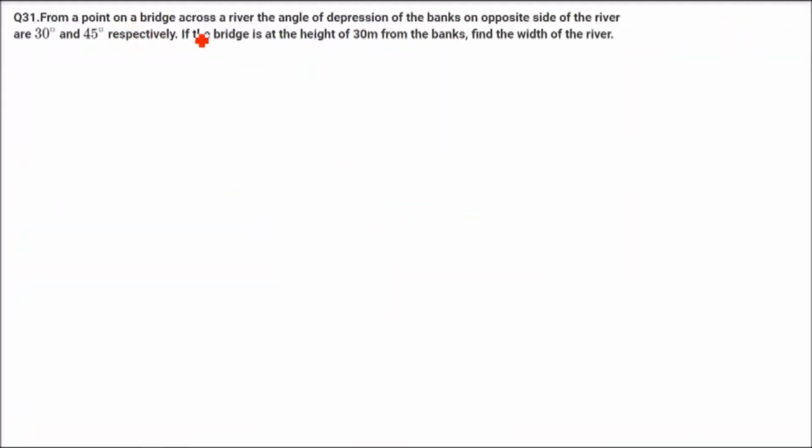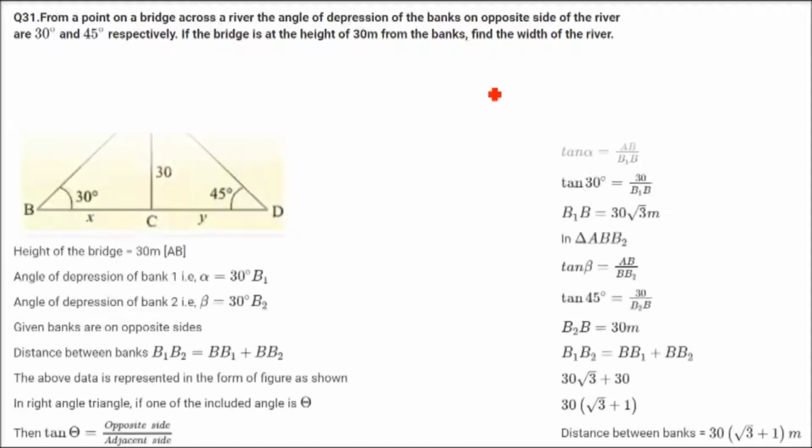From a point on a bridge across a river, the angles of depression of the banks on opposite sides of the river are 30 degrees and 45 degrees respectively. If the bridge is at a height of 30 meters from the banks, find the width of the river.